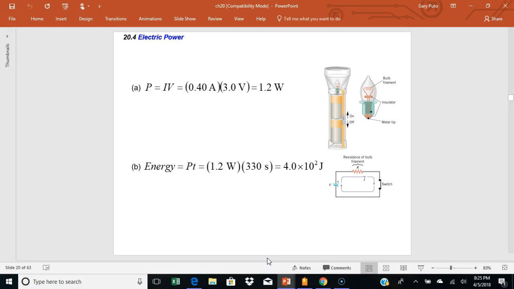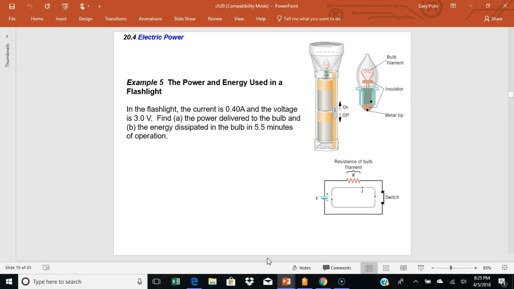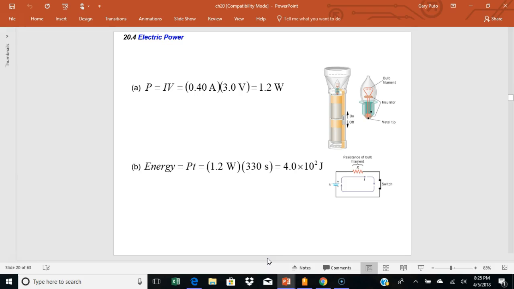Energy dissipated in 5.5 minutes: energy is equal to the power times the time, again from our basic equation. You've got 1.2 watts, and 5.5 minutes is 330 seconds. So the energy dissipated in the bulb in 5.5 minutes of operation is about 400 joules, 4 times 10 to the second. Just some other examples here.